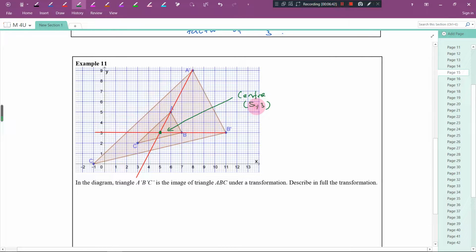Next, we need to get the scale factor. Okay, so before we get the scale factor, we have to look carefully. We have to observe the image and also the object, whether the scale factor needs to have a negative or we don't have to add a negative.